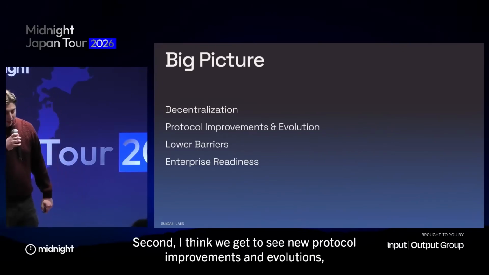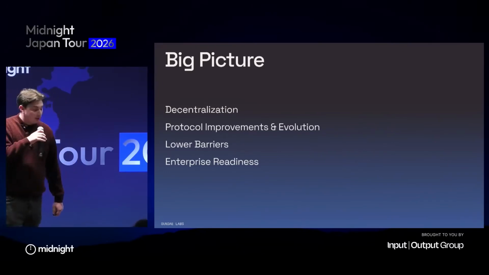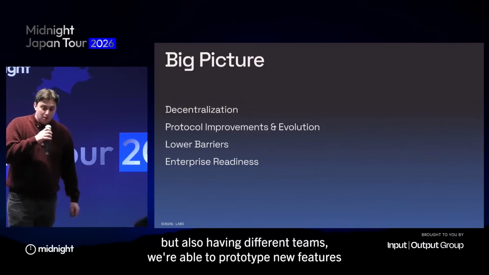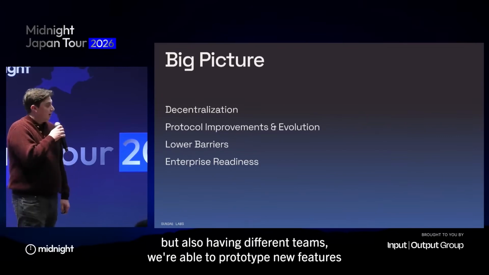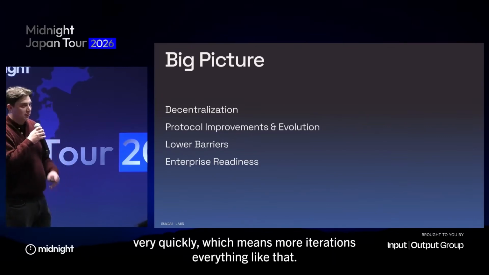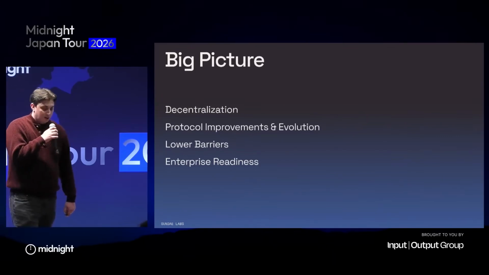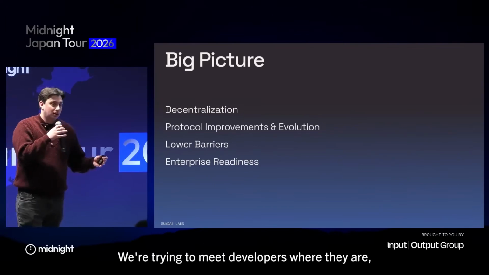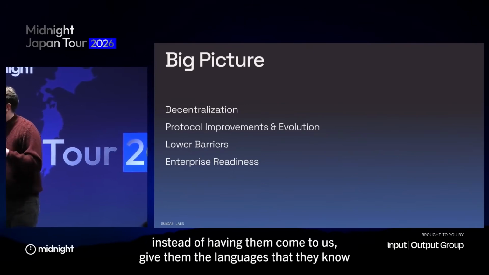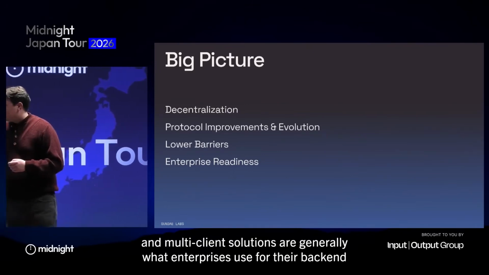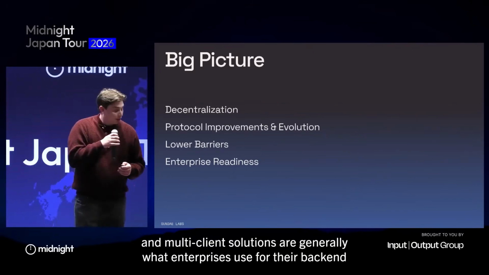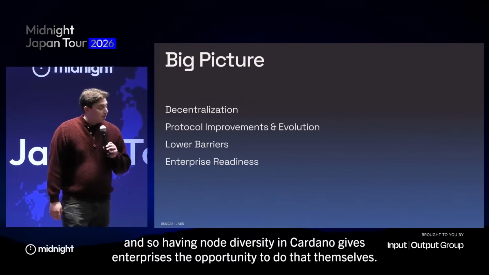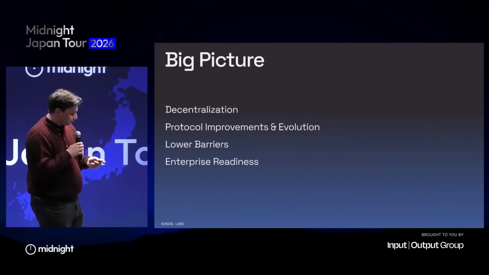Second, I think we get to see new protocol improvements and evolutions. As we've seen already, more eyes means more bugs found. That's always a good thing. But also, having different teams, we're able to prototype new features very quickly, which means more iterations, everything like that. As I mentioned, we're hoping to also lower barriers to entry. We're trying to meet developers where they are instead of having them come to us, give them the languages that they know. And multi-client solutions are generally what enterprises use for their backend. And so having node diversity in Cardano gives enterprises the opportunity to do that themselves.